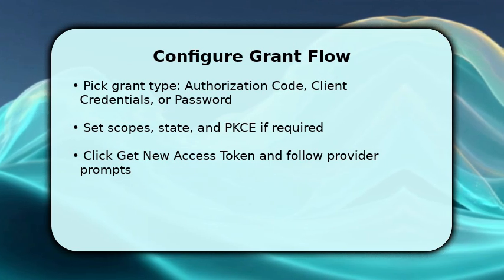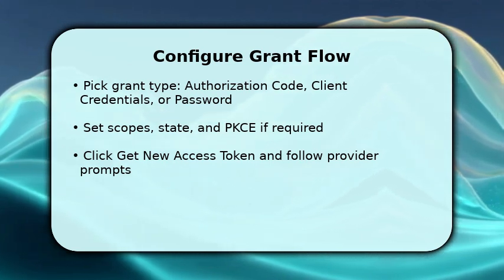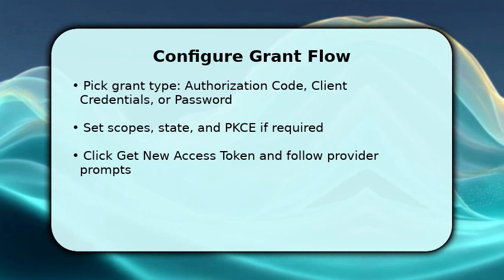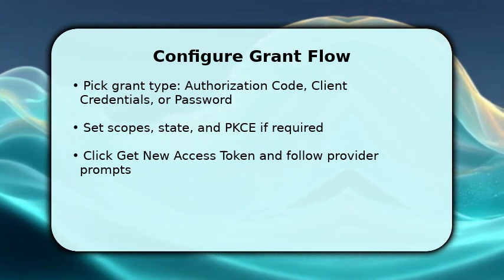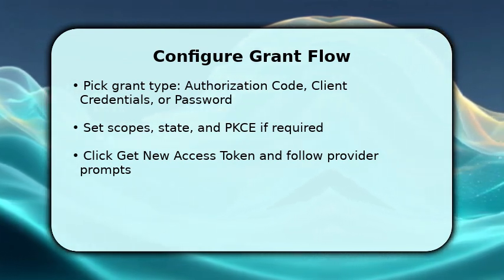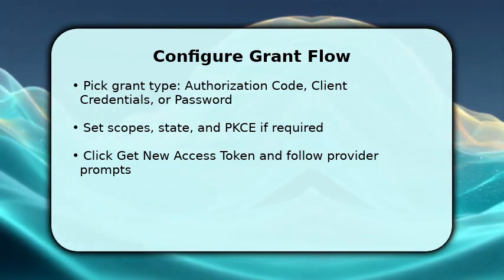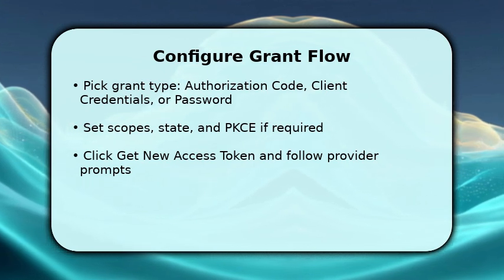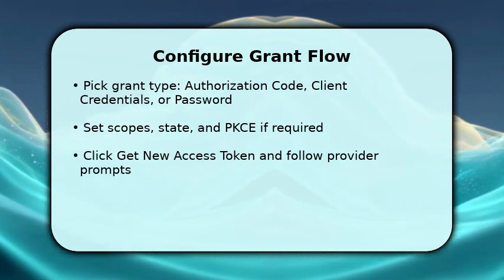Then click Get New Access Token. A browser window opens where you log in and consent. Once redirected back to Postman, it will capture the code and exchange it for a token automatically, so you can inspect token fields and expiry information.